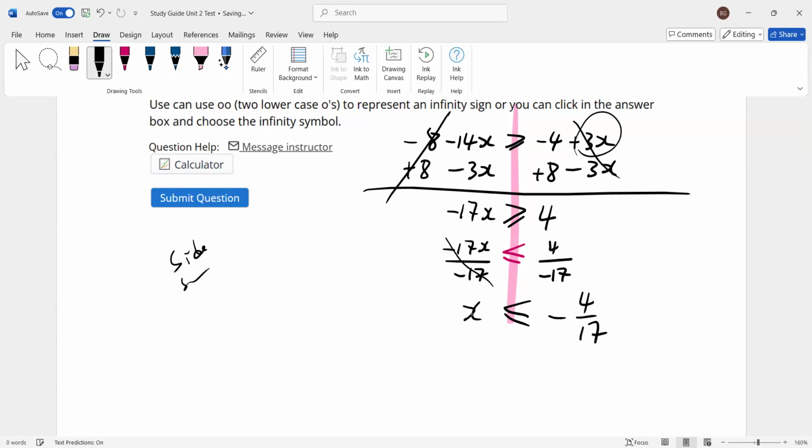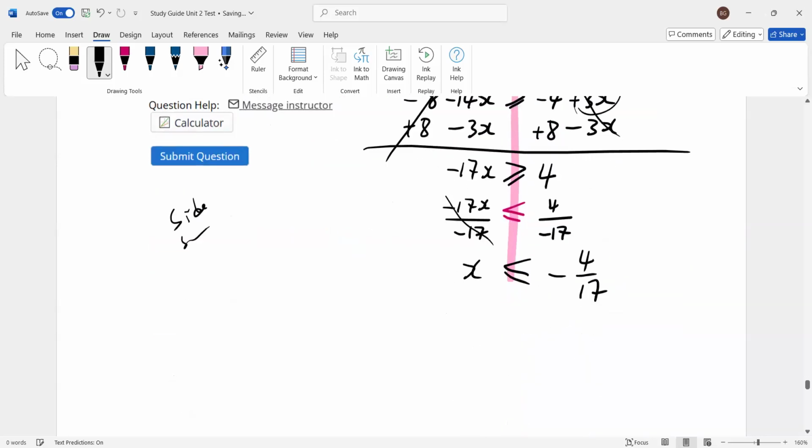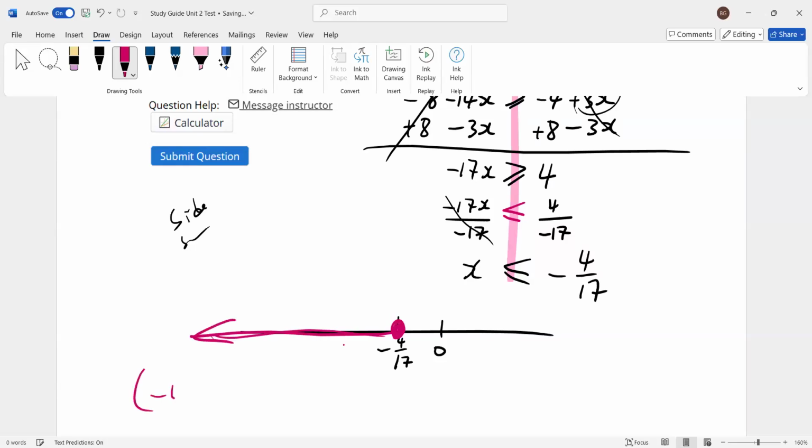All right. The result needs to be given. Write your solution in interval notation. This one has a solution for sure. So this is the real number line. This is 0. This is negative 4 over 17. All the real numbers less than or equal to negative 4 over 17 are solutions. So that's one interval with left endpoint negative infinity, right endpoint negative 4 over 17, left open, right closed. Right closed is because negative 4 over 17 is also a solution, because x is less than or equal to.